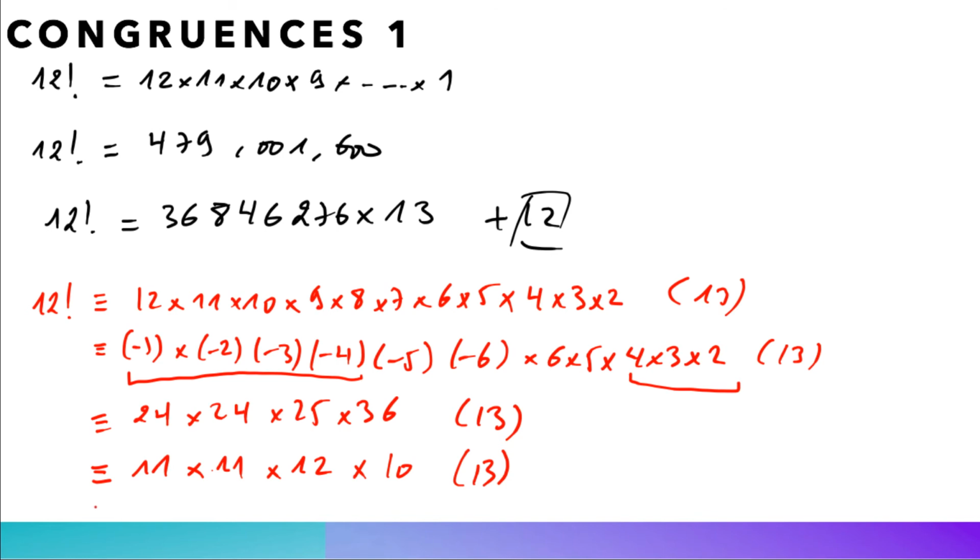Now 11 is actually the same thing modulo 13 as minus 2. This 11 here is also a minus 2. 12 is congruent to minus 1, and 10 is congruent to minus 3 modulo 13. Now if you do this multiplication here, we find that this is congruent to 12 modulo 13, which means that the remainder of the division of 12 factorial by 13 is equal to 12, and we've done this without doing any sophisticated computation. Whoa.